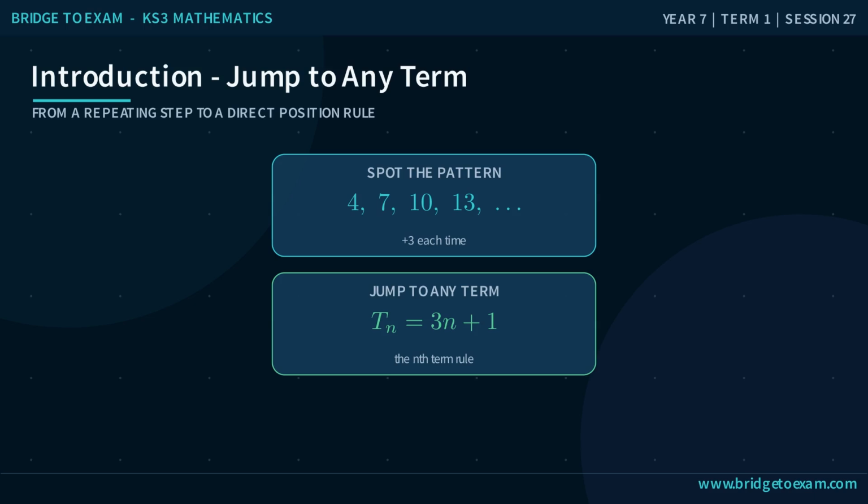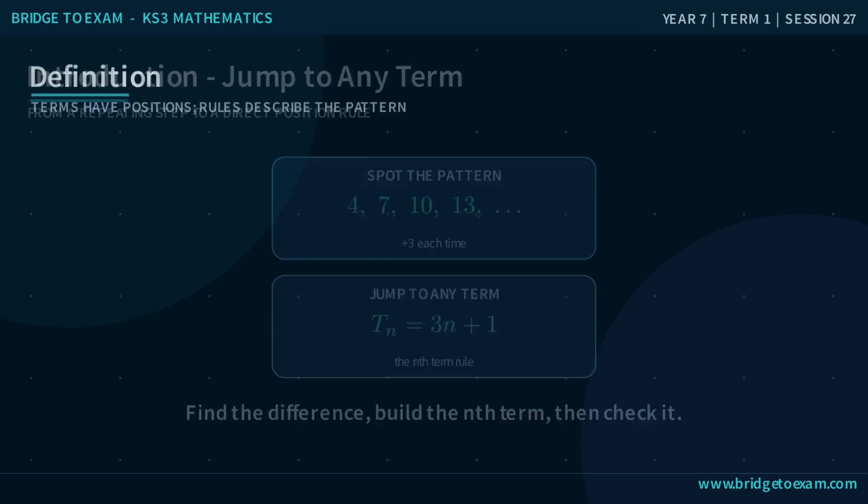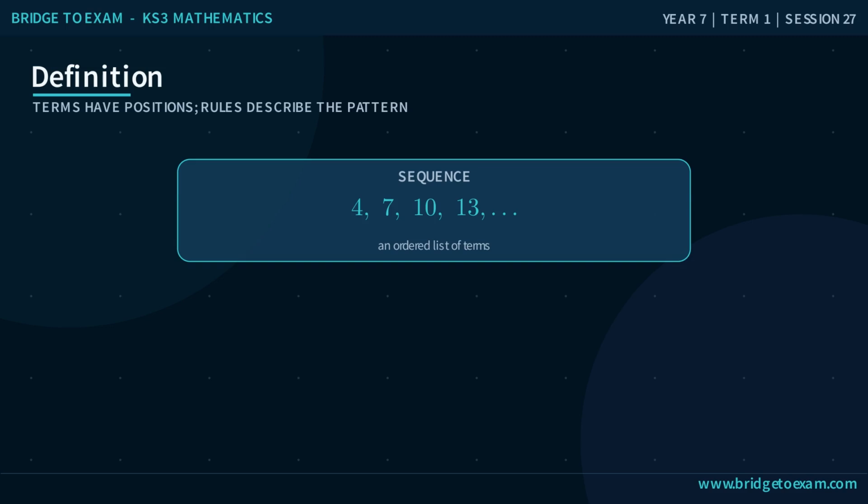Put in 1 and you get 4. Put in 100 and you get 301. By the end, you'll identify the term-to-term rule, build a linear nth term rule, check it, and use it to answer questions quickly. A sequence is an ordered list of numbers.